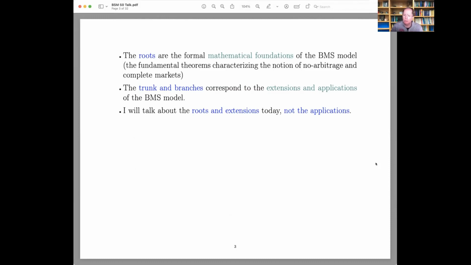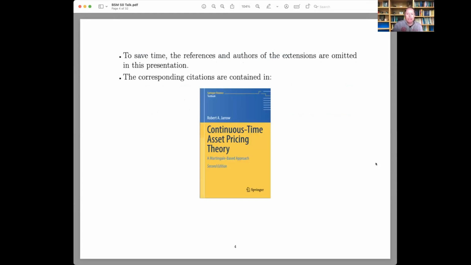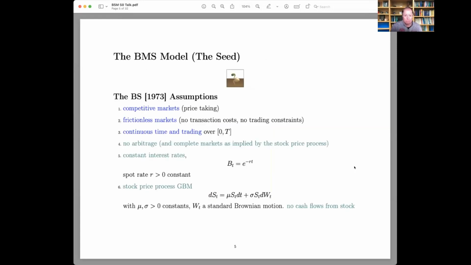Today, I'm really only going to talk about the roots, the foundations, and the extensions, the trunk and branches, but not the applications. In fact, there's too many to do in an hour presentation. Now, to save time, the references and the authors of the extensions that I talk about below are omitted. However, a complete listing of these is in my recent textbook, which I give here in case anyone is interested in looking up the details.